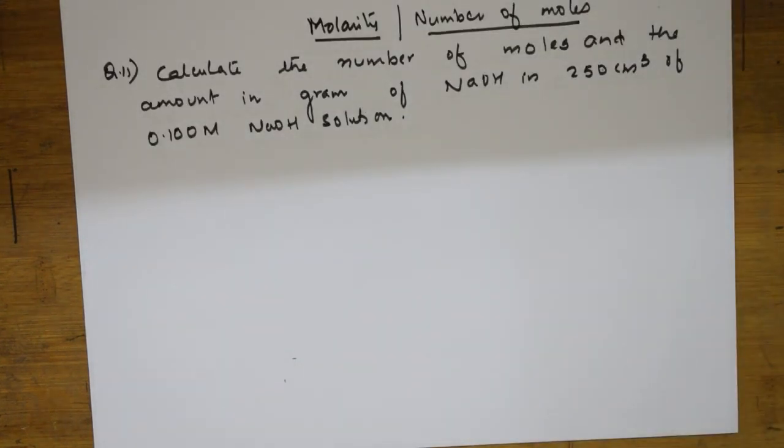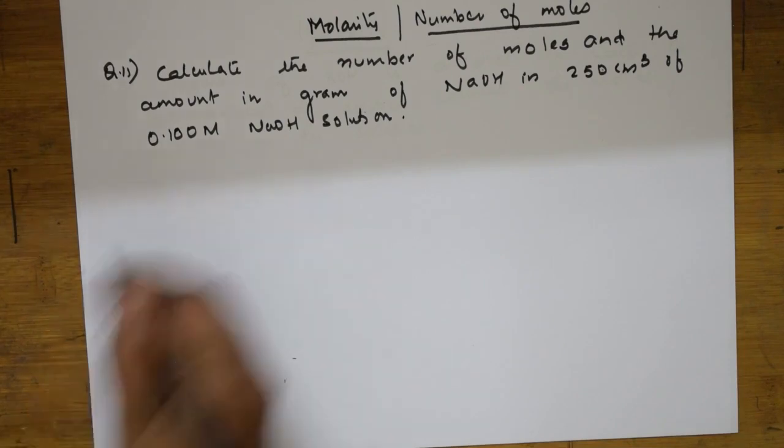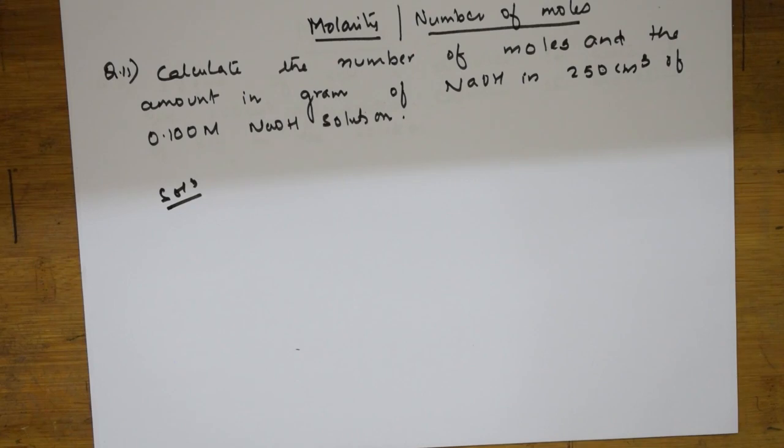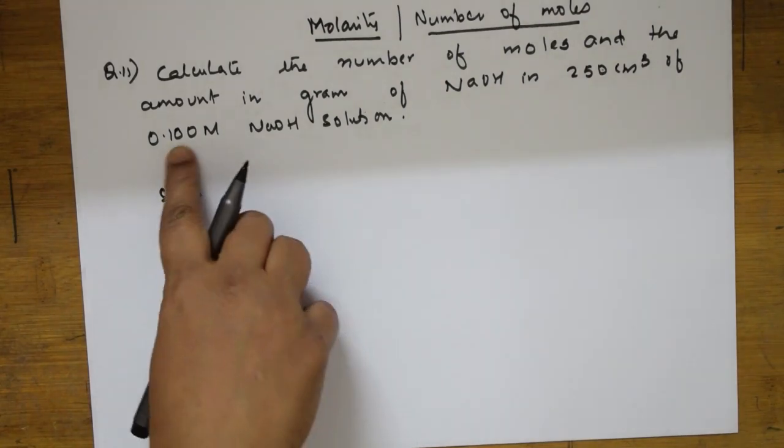Here, in this particular question, molarity and number of moles, both the mole concept as well as molarity are related. Let's see this question. So here, calculate the number of moles and the amount in grams of sodium hydroxide in 250 centimeter cube of 0.100 molar sodium hydroxide solution. Okay, fine. So here, what should I do when I need to solve this numerical? How can I do this numerical? Let's see. So first of all, number of moles, both the things, calculate the number of moles I said. Fine. So let us start from here. This is your main thing.